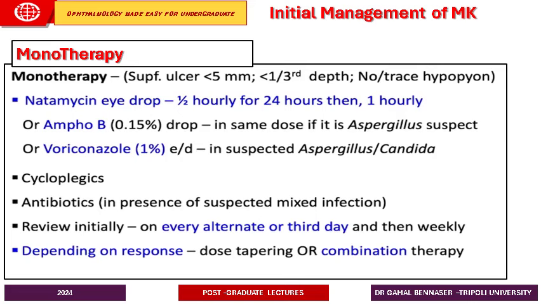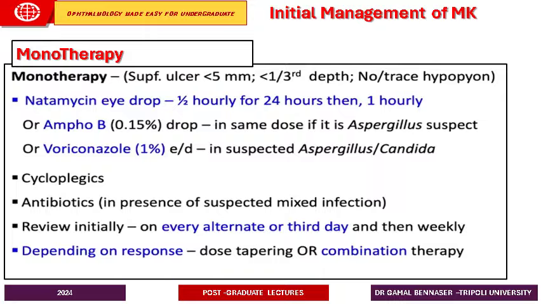Now, the drug of choice for monotherapy is natamycin, which belongs to the polyene group of antifungal drugs. Use it half hourly for 24 hours, then hourly. And as an alternative to natamycin, if it is not available, we can use topical amphotericin as 0.15% drops, which is mainly active against Aspergillus and Candida. It has no effect on Fusarium. And also topical voriconazole, which is very effective against Aspergillus and Candida and has poor response against Fusarium. So the drug of choice is natamycin. However, if natamycin is not available, we can use amphotericin or voriconazole.